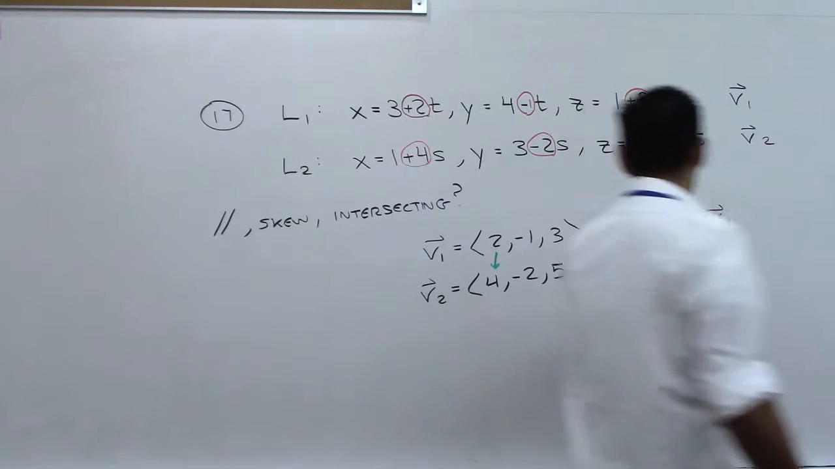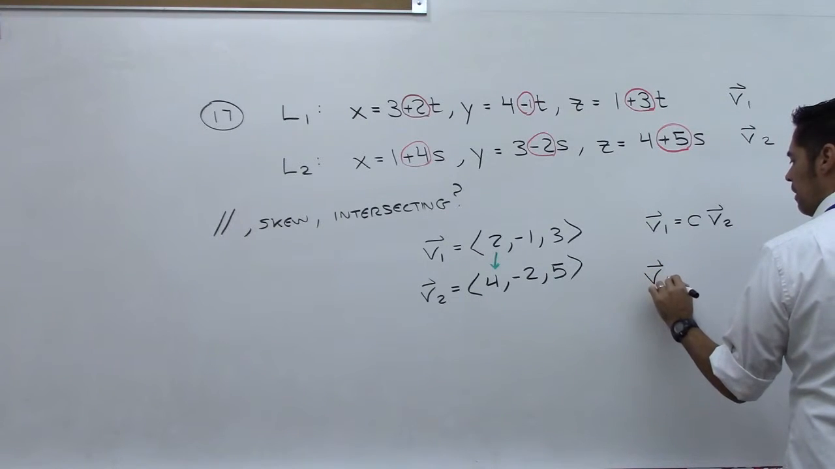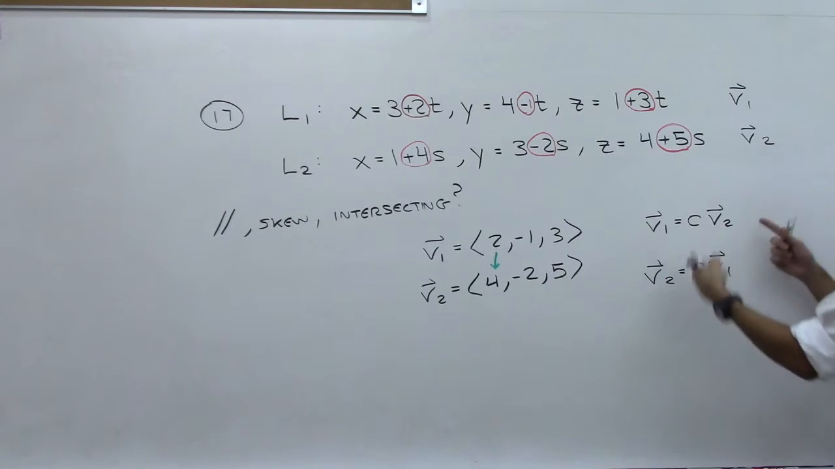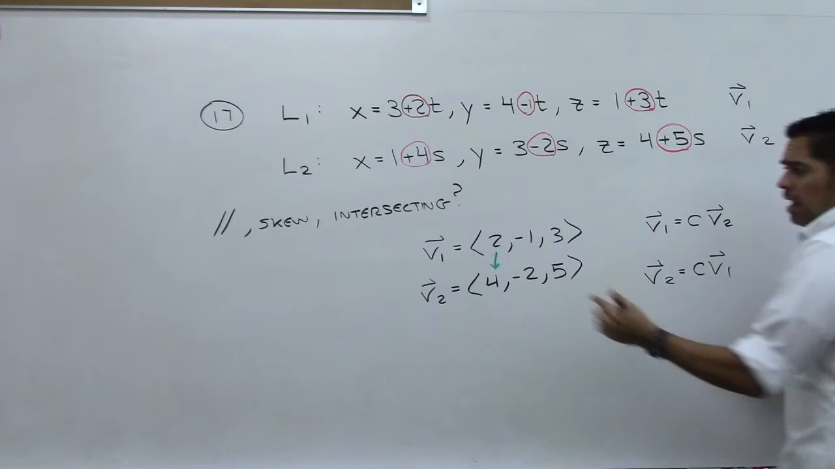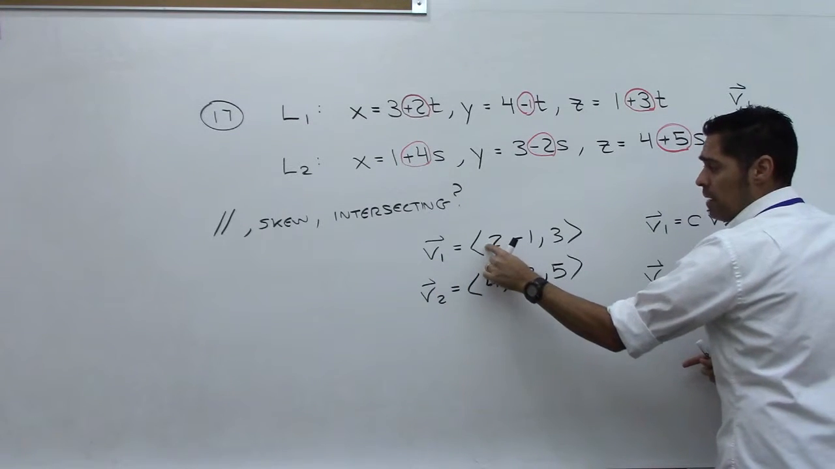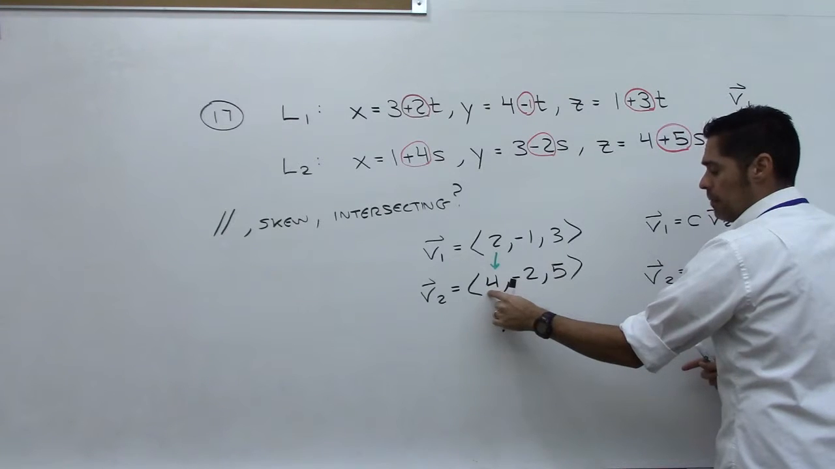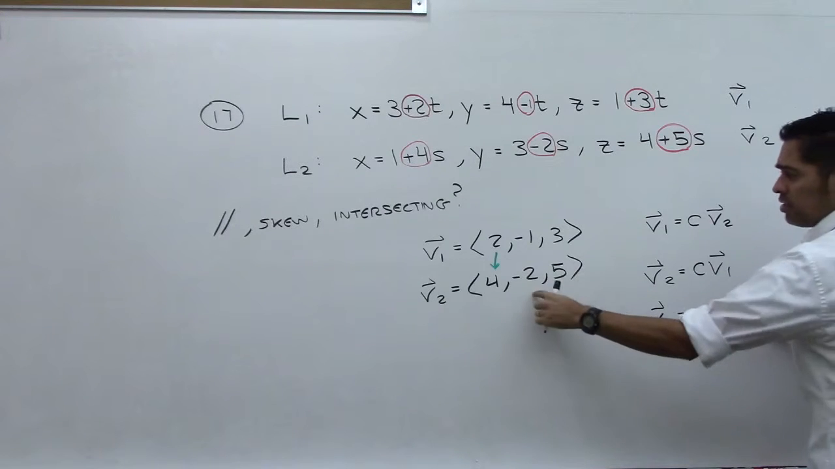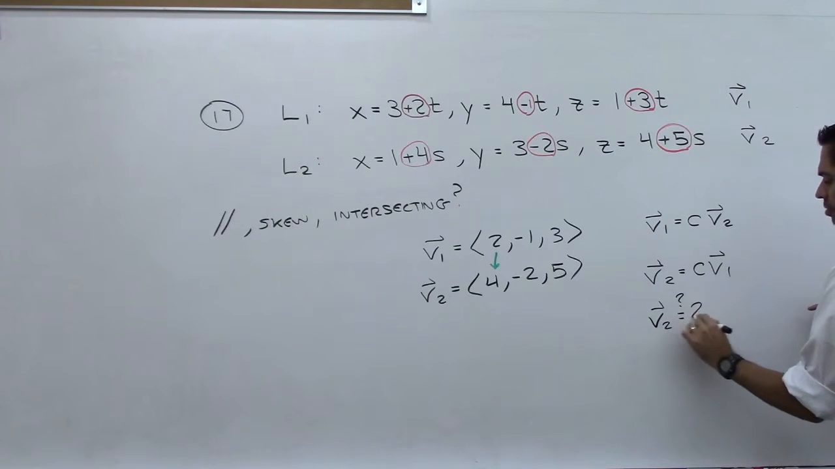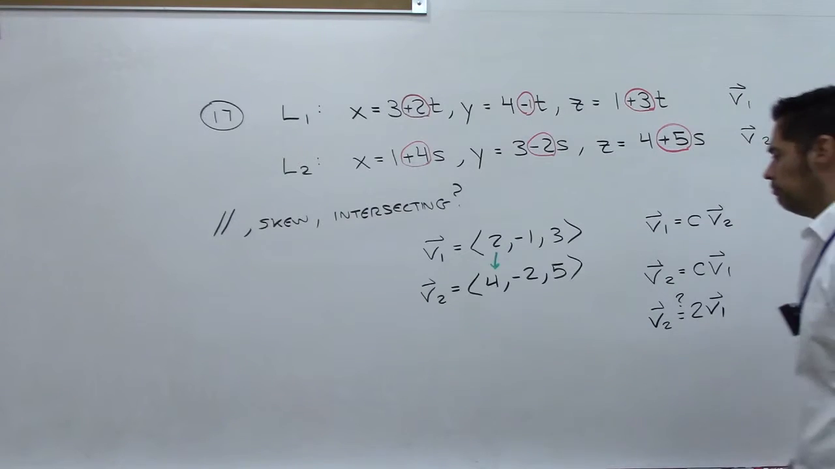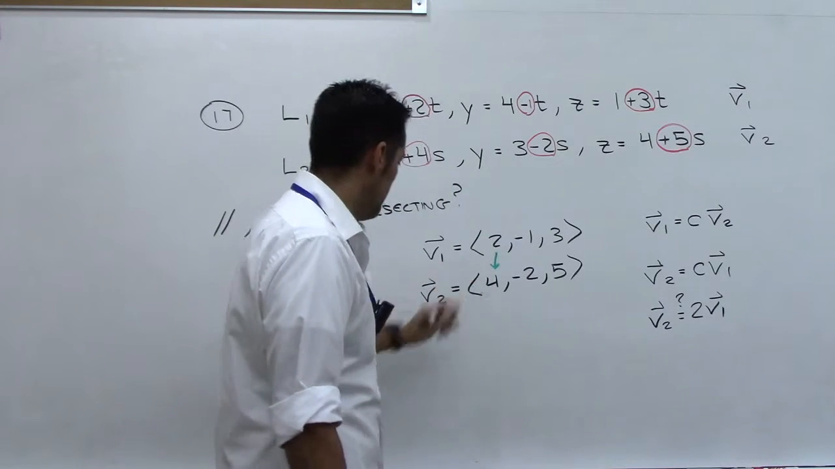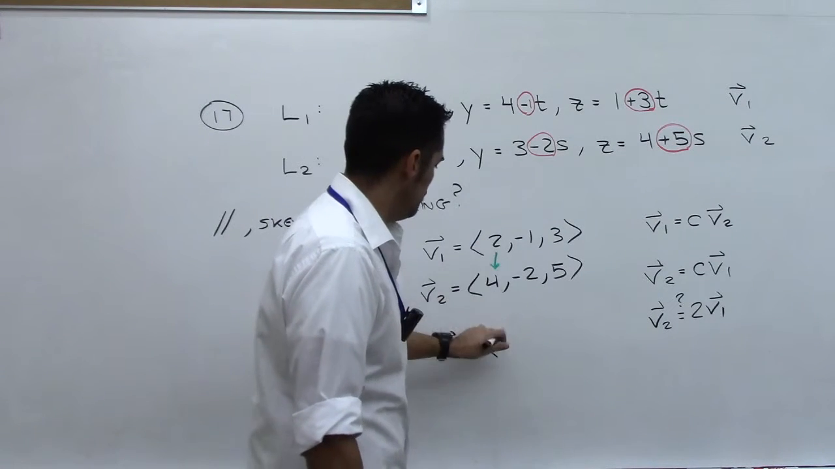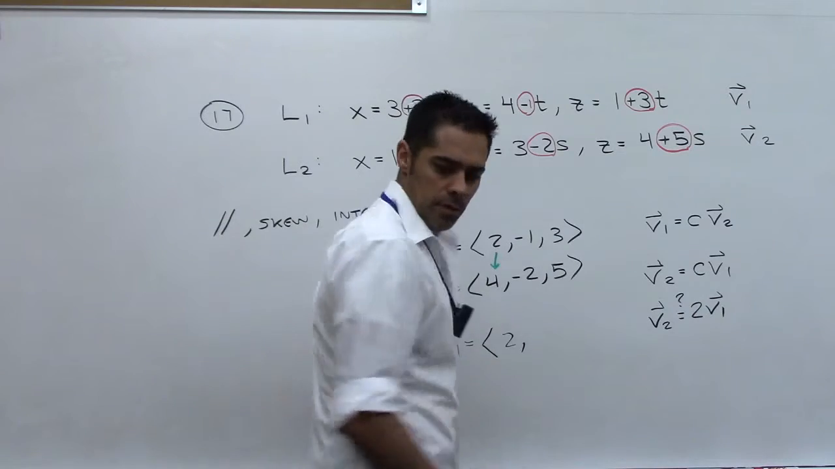So also, I could have written this instead: v2 is some multiple of v1. It doesn't matter. I just need to show that either one of these is true. So I notice that if I take v1 and multiply it by 2, I'm going to get a 4 here. So the question is, v2, is it 2 times v1? Well, the first component's okay. If I take 2 times v1, I get 4.